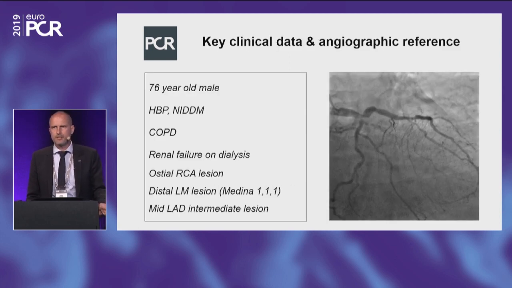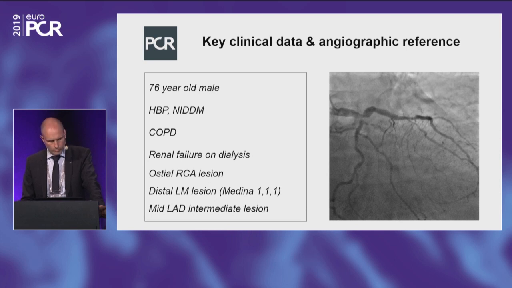So just to summarize this case with the key clinical and angiographic data, we have a 76-year-old male, high blood pressure, diabetic patient with COPD and renal failure on dialysis. He has an ostial lesion of the right, and a distal left main lesion which could be classified according to the Medina classification as 111, with a mid-intermediate stenosis on the LAD.